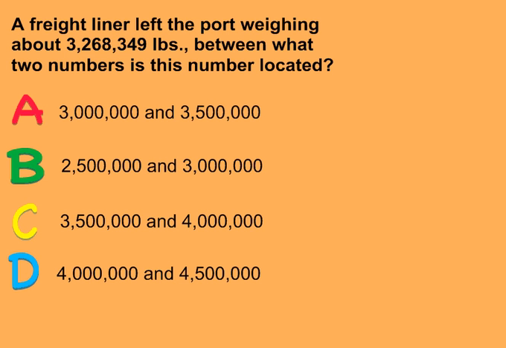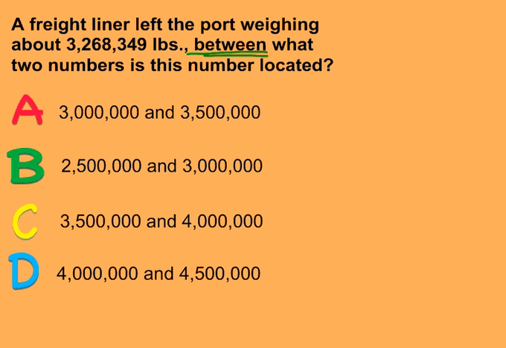The next one is a range problem. We've worked at ranges on a number line several times, but let's look at it in this word problem. A freight liner left the port weighing about 3,268,349 pounds. Between what two numbers is this number located?